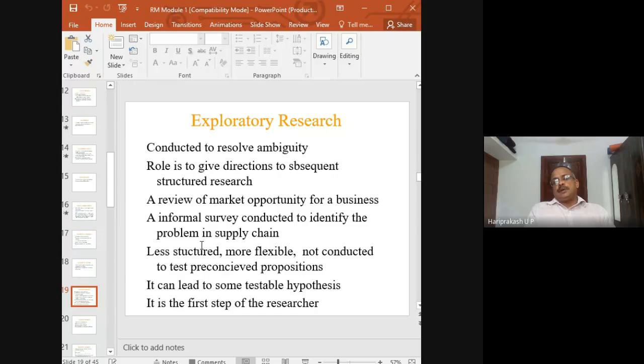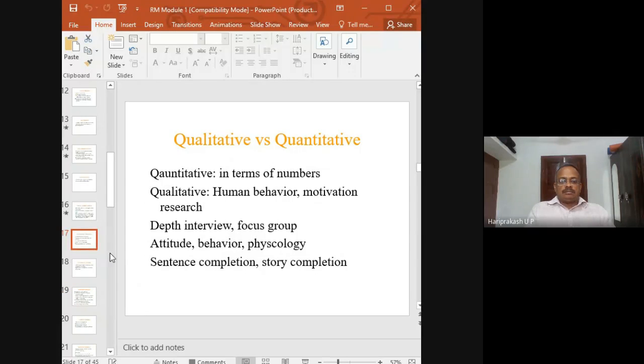Then there is another type of research that is called as... what is that? 17? Huh? Somebody was asking why I have to shift. Sir, once can you shift to? Okay.